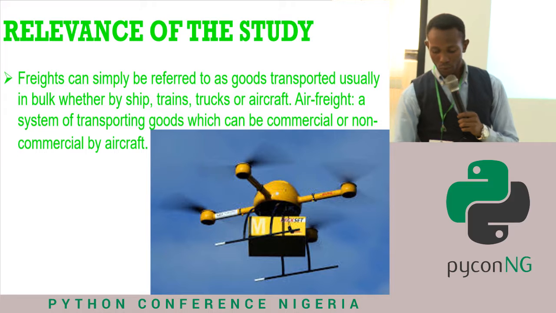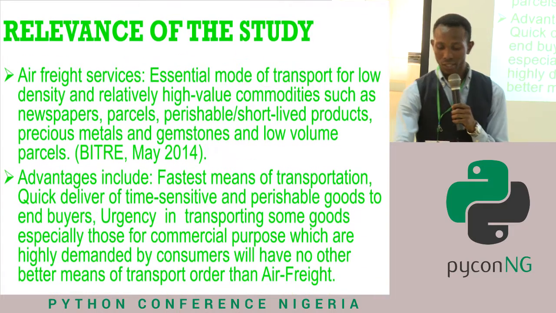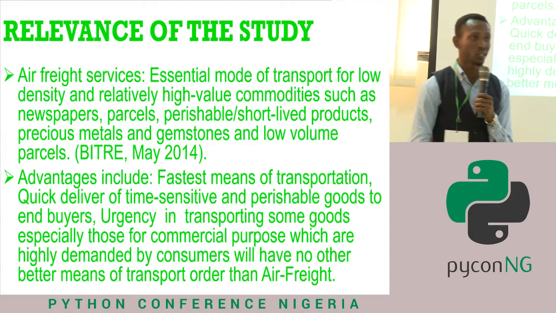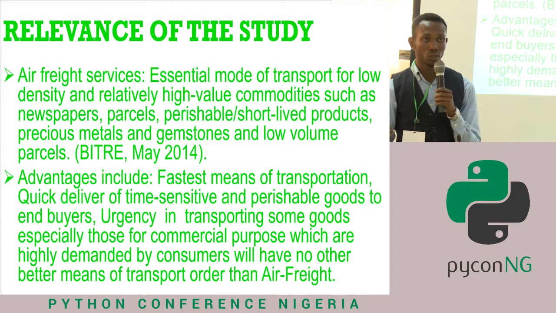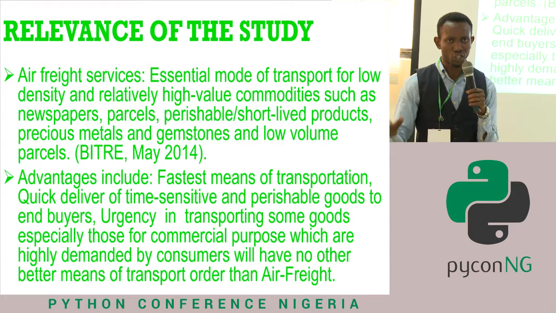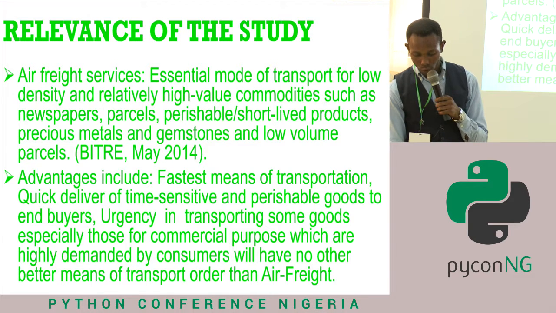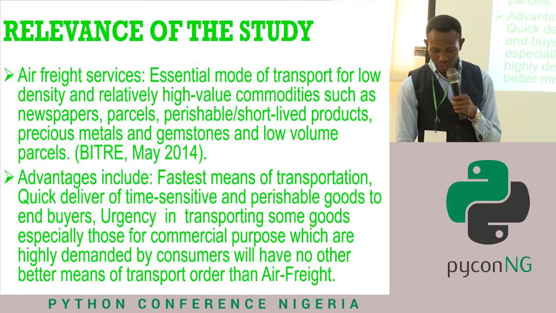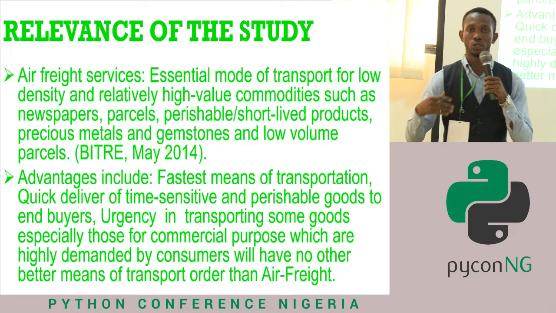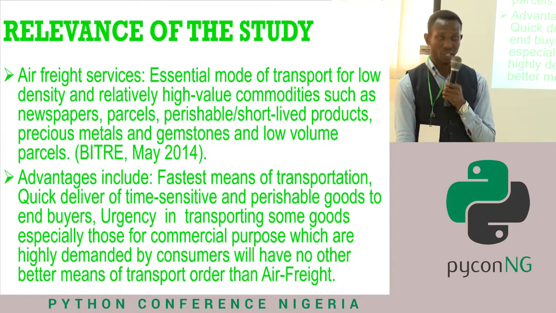So you can see the drone there. It's an Amazon drone and it's for delivering goods. Freight service is an essential mode of transportation for low density goods. Goods that are not too big, goods that are perishable in terms of saving time, and goods with a short or low lifespan. The advantage is that it is fast. You want to get your stuff in less than 3 days. So that's the advantage of using aircraft.